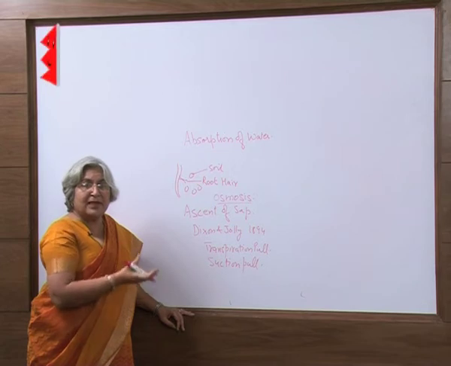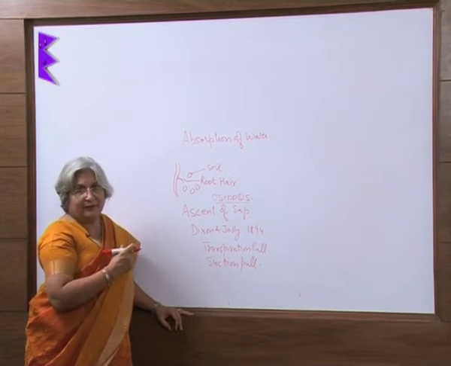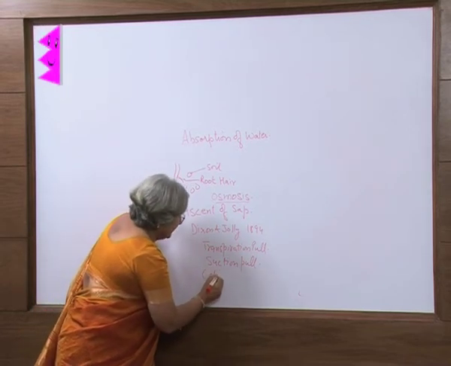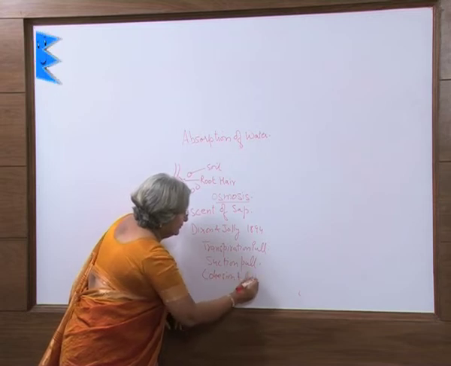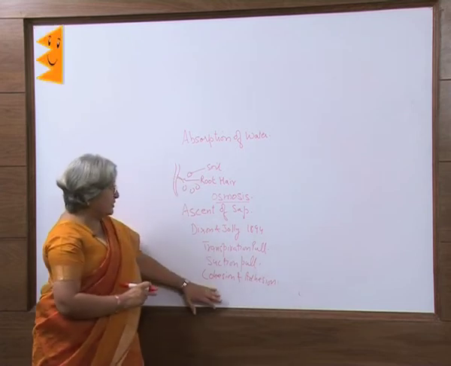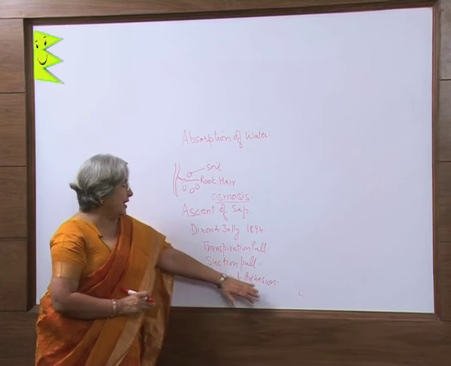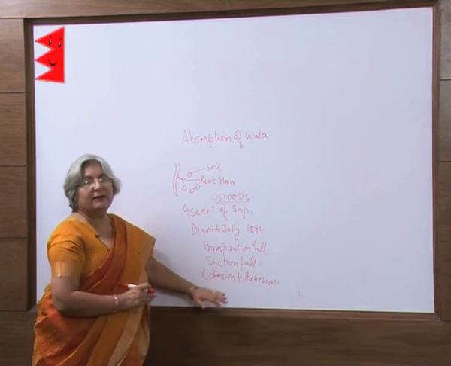Here water becomes like a column of water and which does not break. Why? Because of two forces, cohesion and adhesion. Cohesion force is the force of attraction between water molecules and adhesion is between water molecules and the cells.